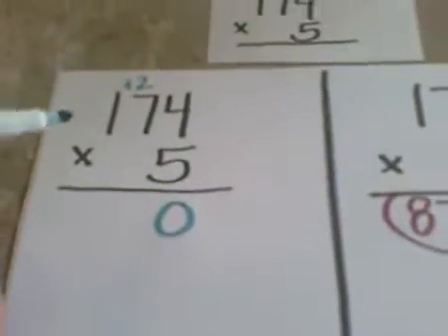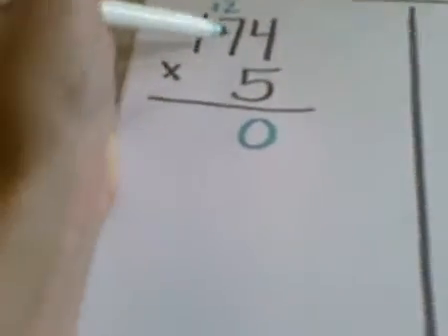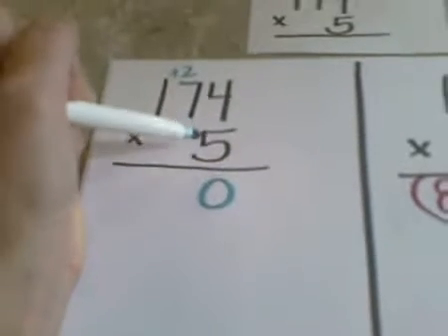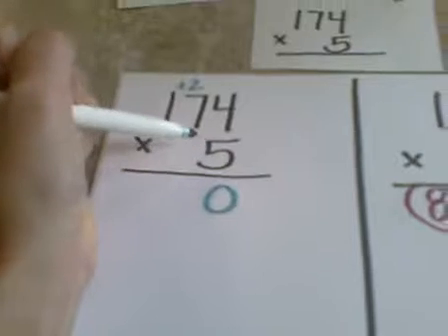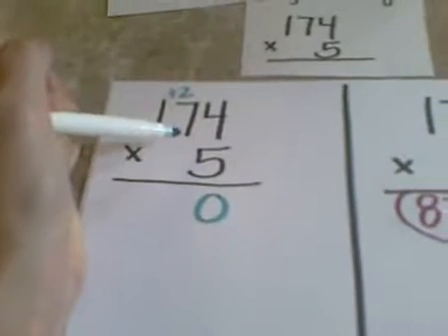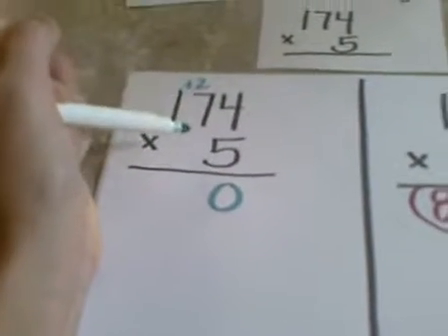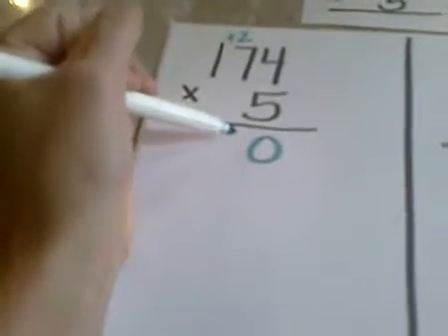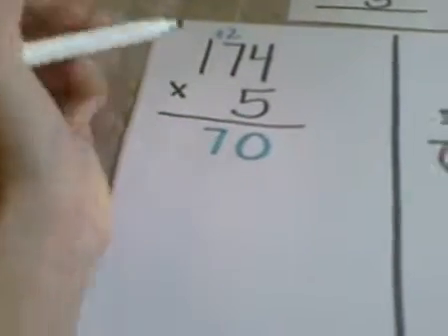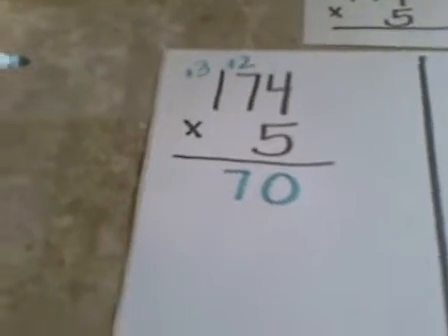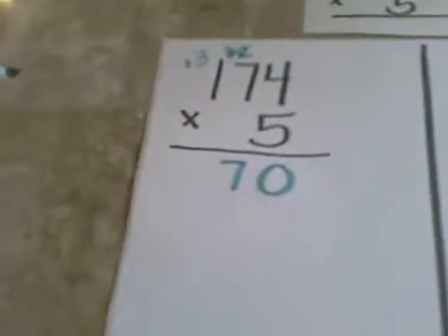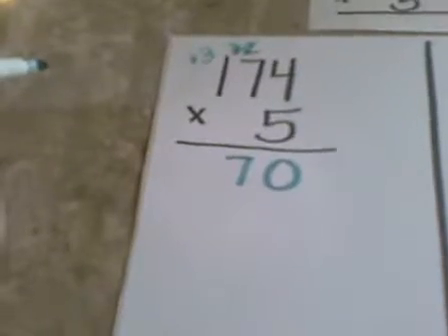Now I'm moving to multiply my 5 by my tens place. So I'm multiplying 5 times 70. So 5 times 7 is 35, plus 2 is 37. I keep my ones place, and I carry my tens. Now I'm done with this guy, and I'm moving over to my hundreds place.